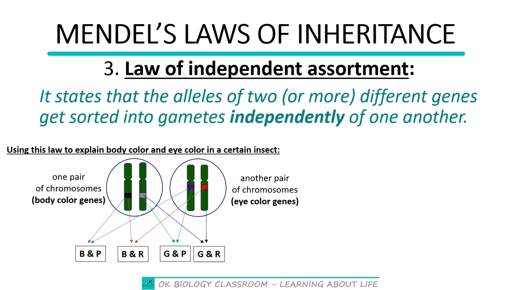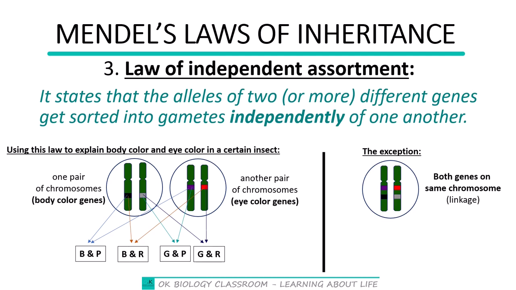This is how Mendel's law of independent assortment would explain this particular situation. So it means any form of combination is possible because the genes are sorted into gametes independently. But there is a situation that creates an exception to this law of Mendel.